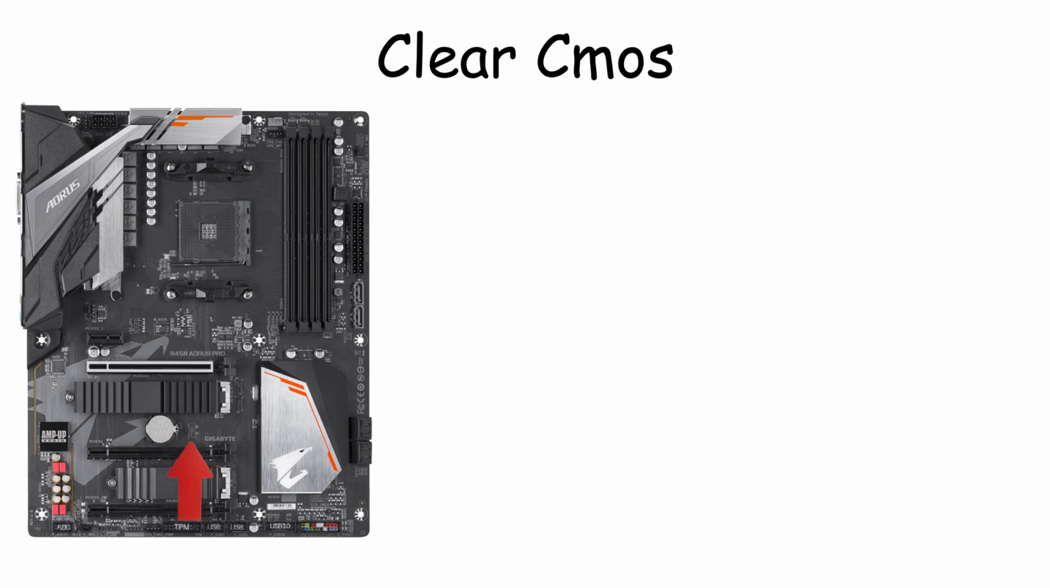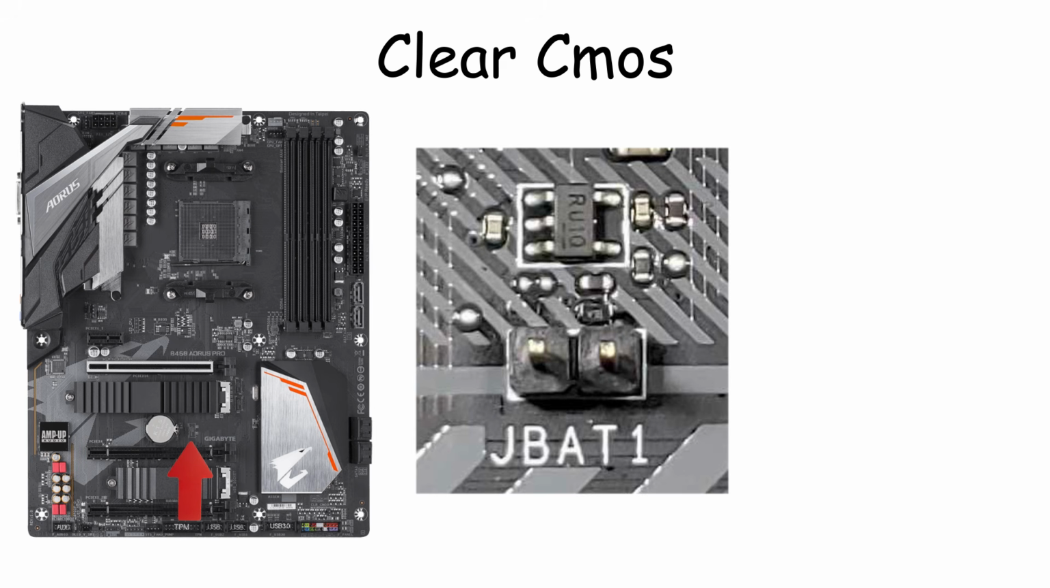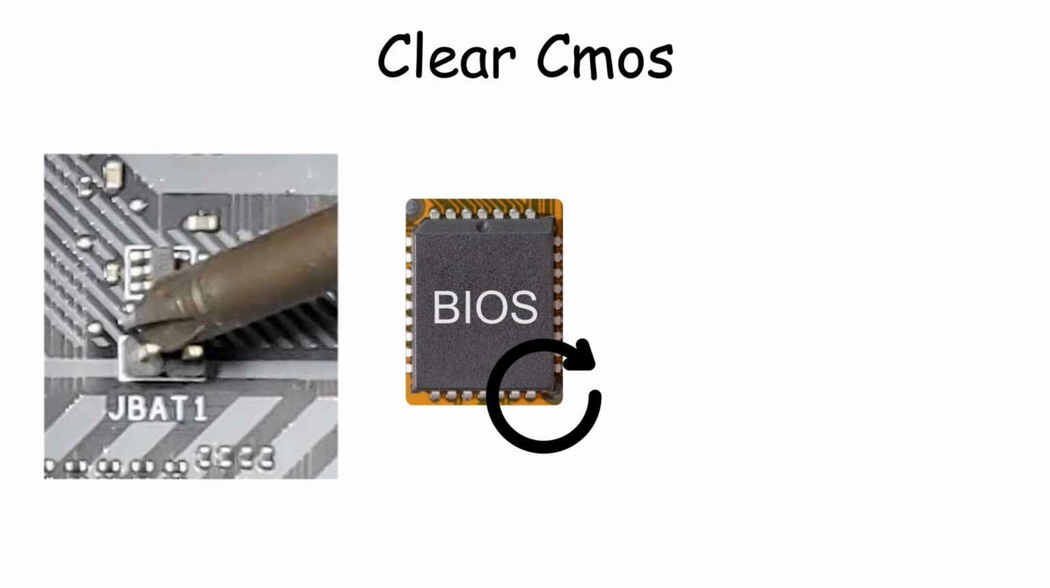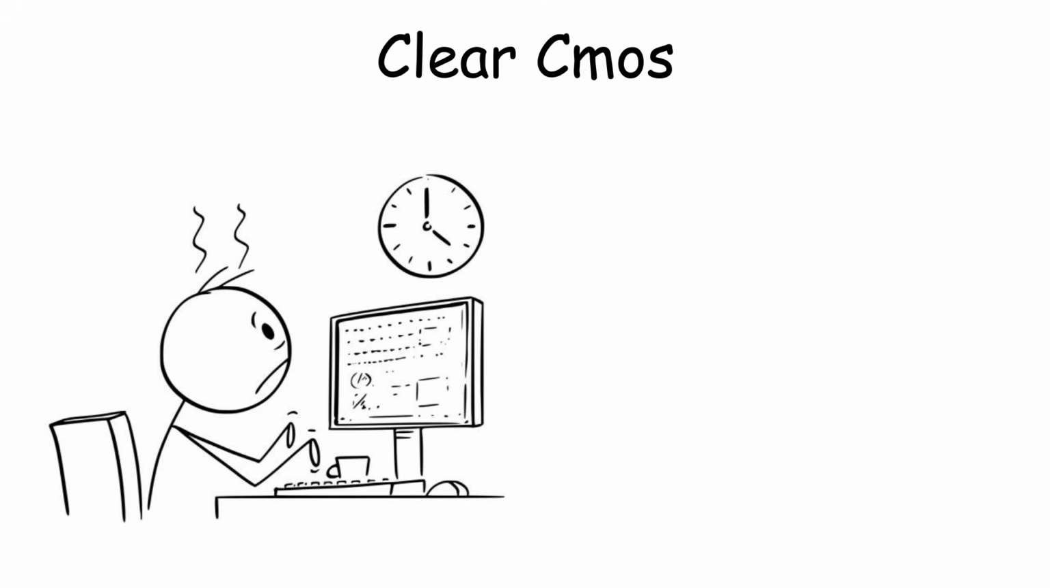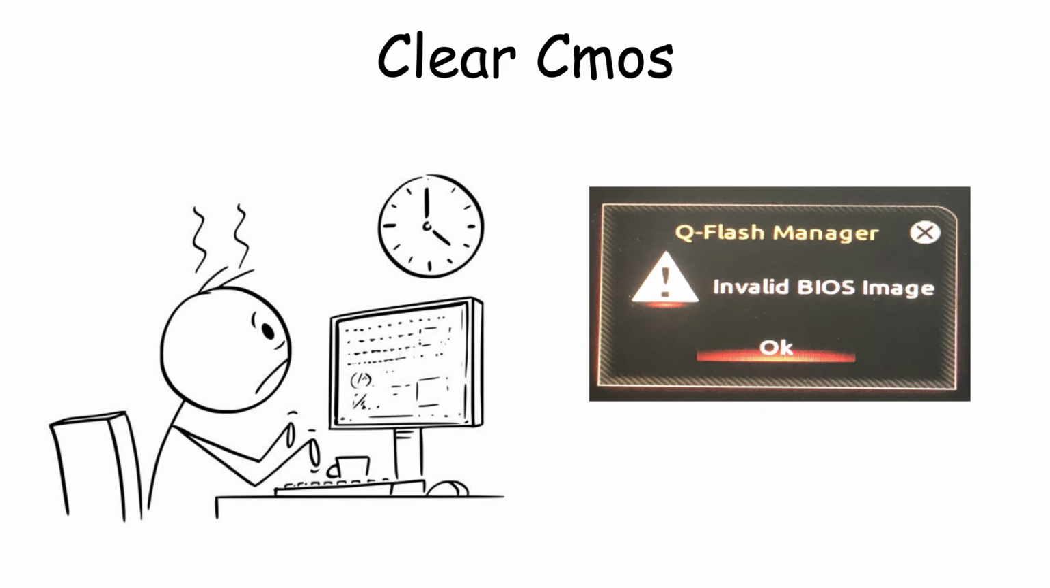Near the CMOS battery, many motherboards also include a pair of tiny pins called the clear CMOS pins. These pins are used when you want to reset the BIOS settings back to factory defaults. This is especially useful if incorrect settings prevent the system from booting.